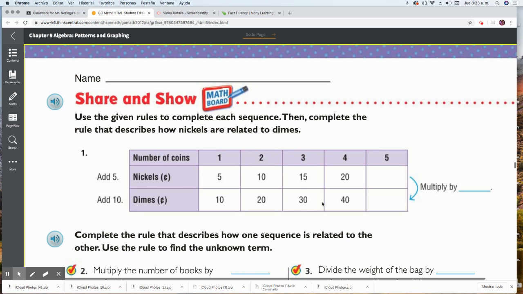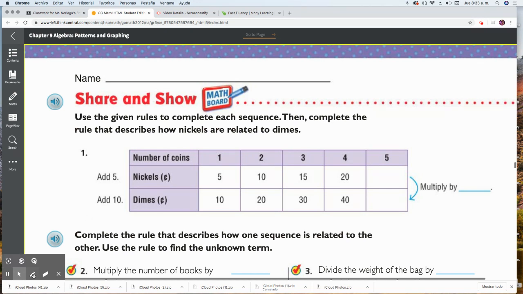Okay, Go Math book, page 389. We are on lesson 9.5, numerical patterns. Let's look at the first problem. Let's read the instructions. Use the given rules to complete each sequence. Then complete the rule that describes how nickels are related to dimes.